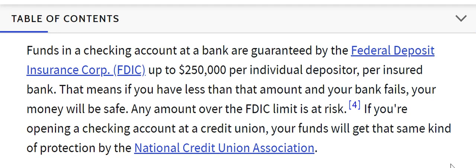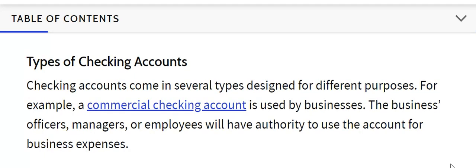If you are opening a checking account at a credit union, your funds will get the same kind of protection by the National Credit Union Association. Types of checking accounts. Checking accounts come in several types designed for different purposes. For example, a commercial checking account is used by businesses. These business officers, managers or employees will have authority to use the account for business expenses.